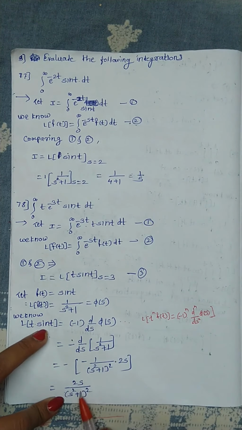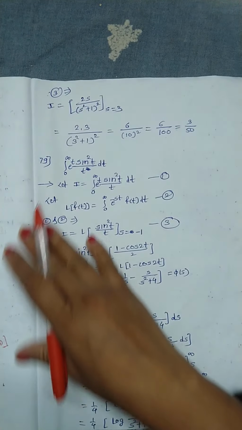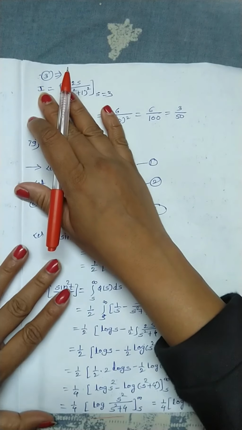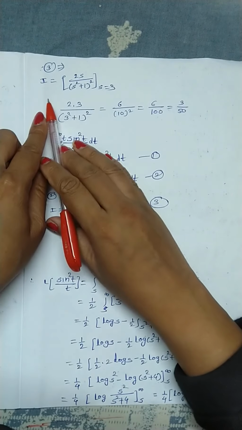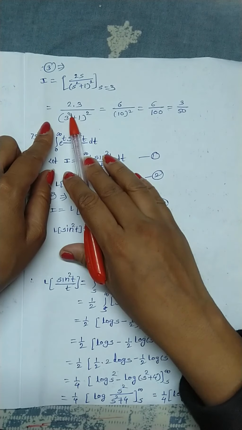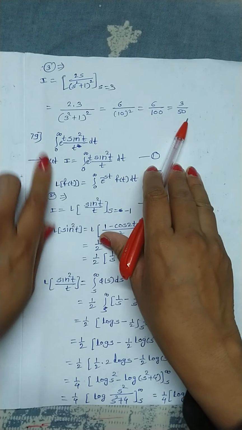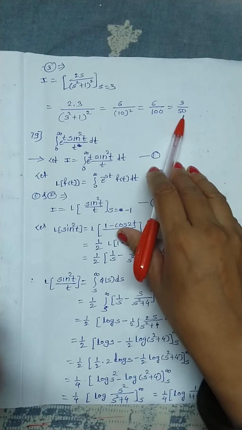Therefore put the value of this in the original equation. From 3, I is equal to this Laplace, where the s value is 3. Put s is equal to 3 here. Next step, we get this number, simplify it, and the answer is 3 upon 50. Okay, now next.